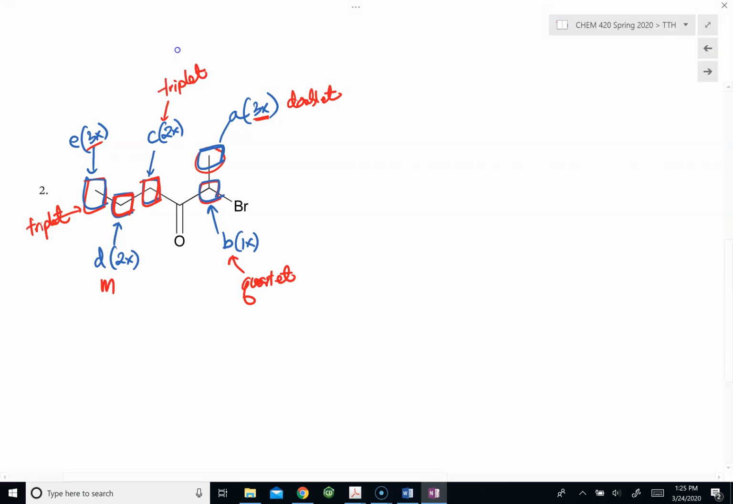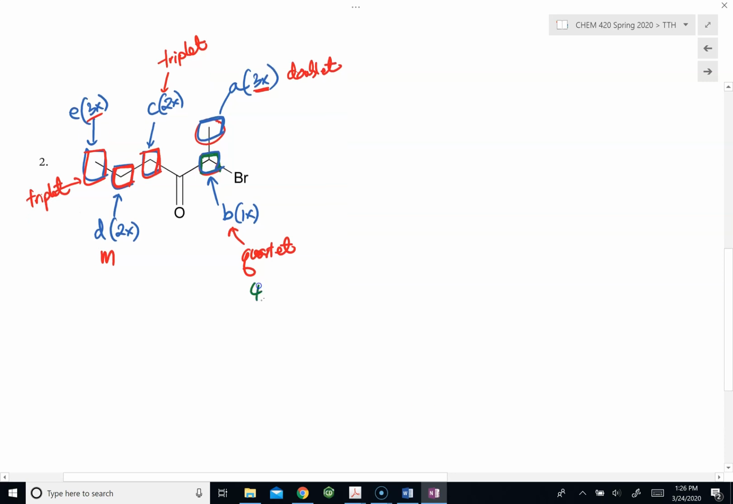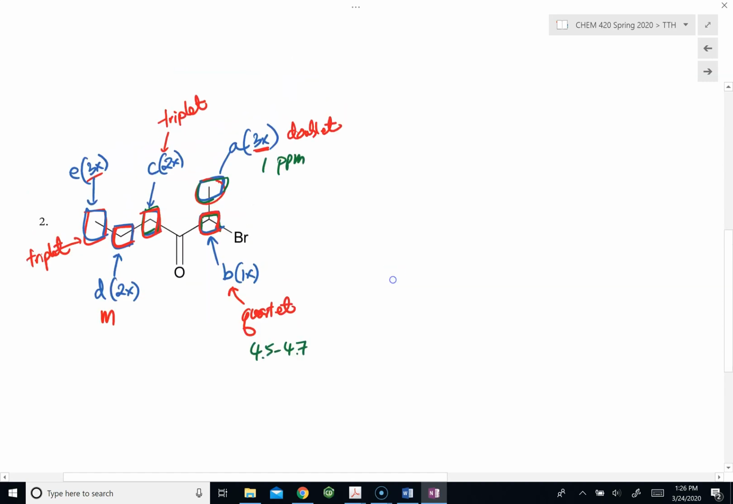And now let's go over the chemical shift. What will be the chemical shift of this hydrogen right here? The chemical shift of this hydrogen right here is around 4.5 to 4.7 ppm. And the signal of this methyl group over here, this is a primary hydrogen CH3, so therefore it will be about 1 ppm. And these 2 hydrogens in here, because they're right next to a carbonyl, are about 2.1 to 2.2 ppm.